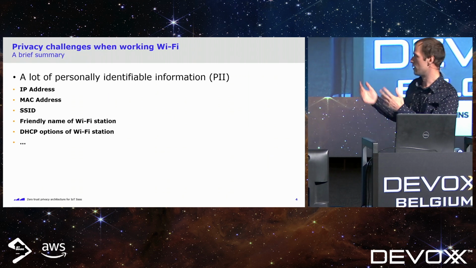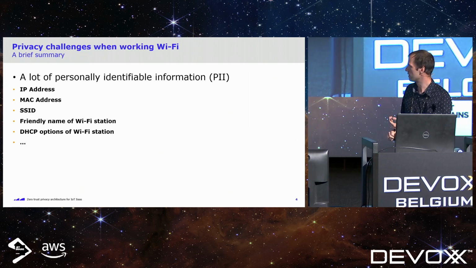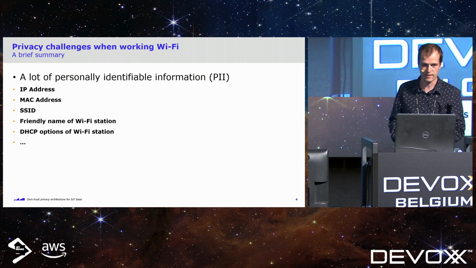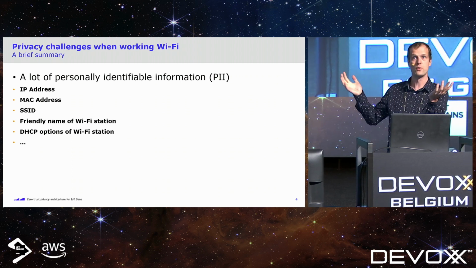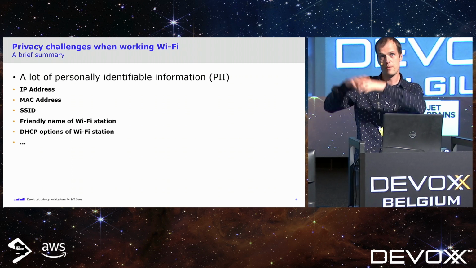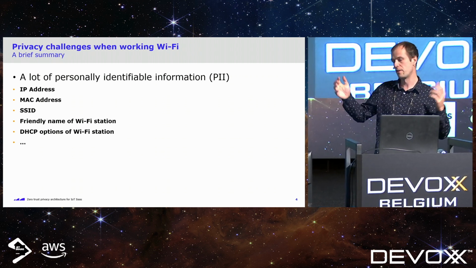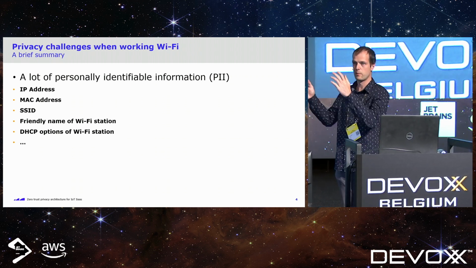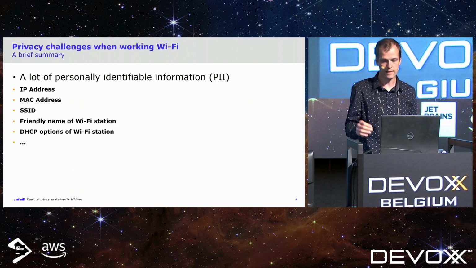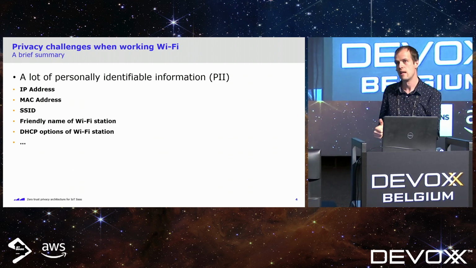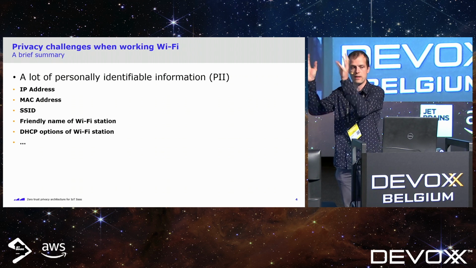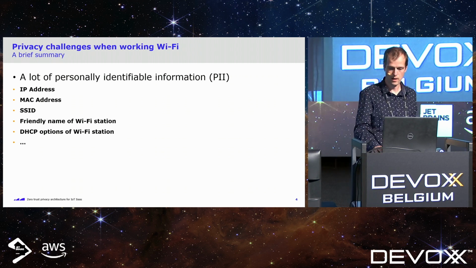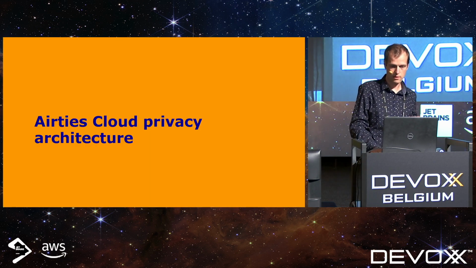So examples of that information can be your IP addresses, MAC addresses, SSIDs, so names you give to your wireless network, names you give or your phone automatically gets when it boots up in your network. This is the kind of information we want to protect, and we don't really want to care about in the core of our system. So how does this architecture look like?